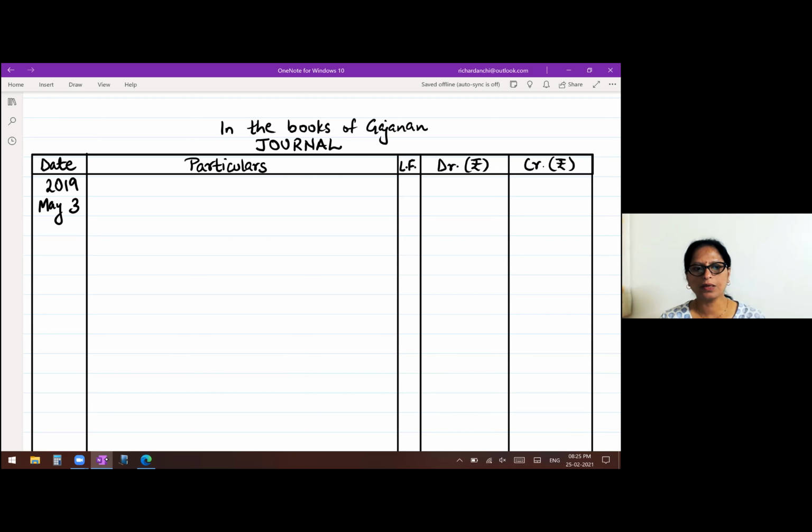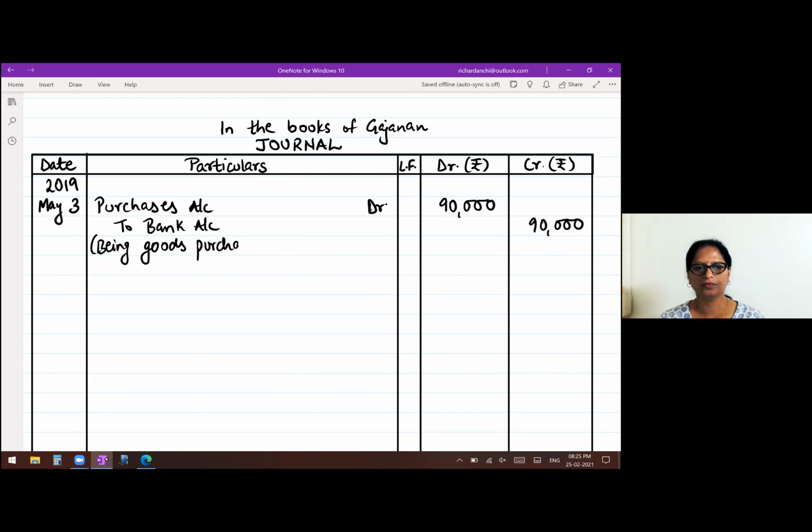So entry here will be purchases account debit 90,000 to bank account, because bank is the giver, to bank account 90,000. Narration, being goods purchased and paid by bank. Leave a line. Next one on the 7th.